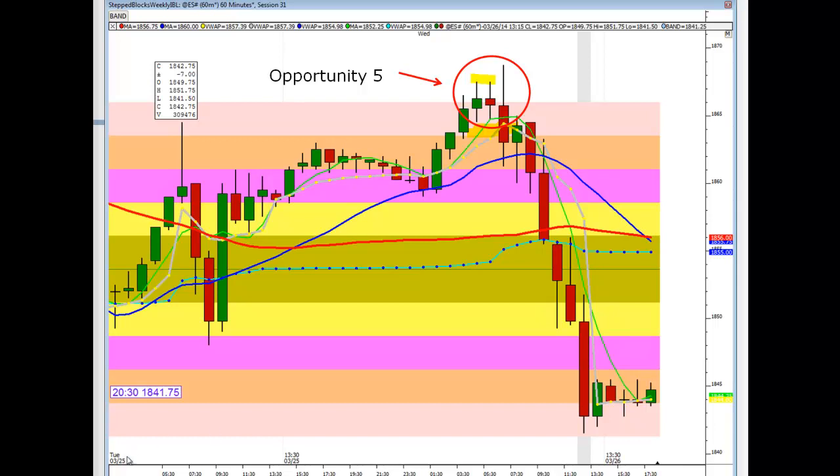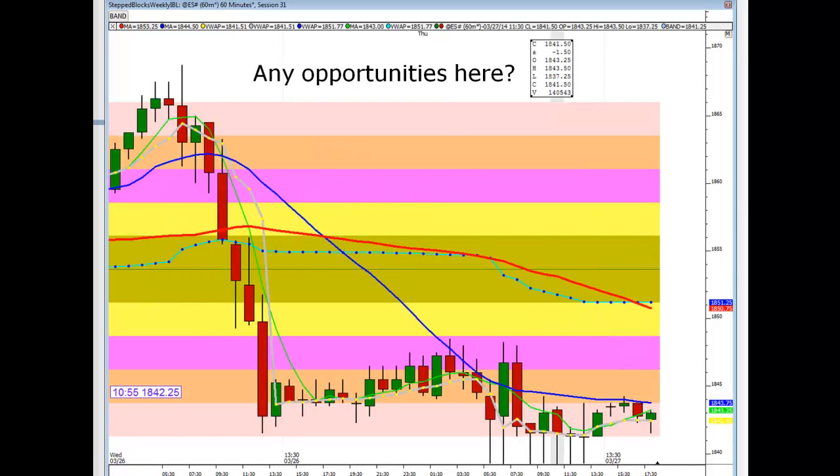Let's continue on. We're only on Tuesday, but we want to go through the entire week. Any opportunities here? Well, there are always opportunities. We have already identified this one. That isn't the one that I'm really looking for. The one I'm looking for is down here. Notice what happens here when we get below the weekly range that we have identified for ourselves.